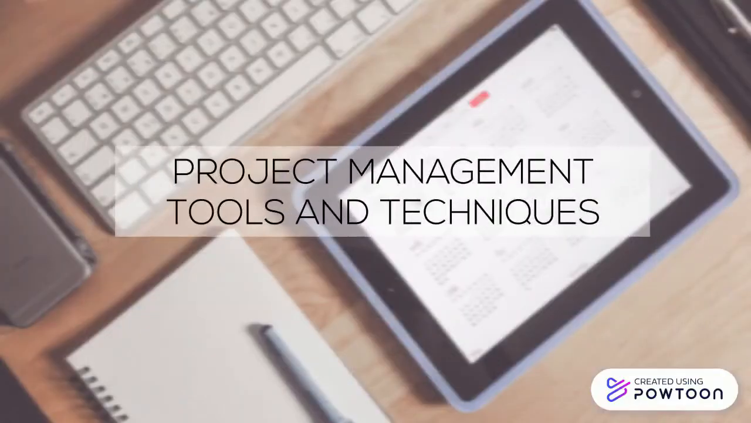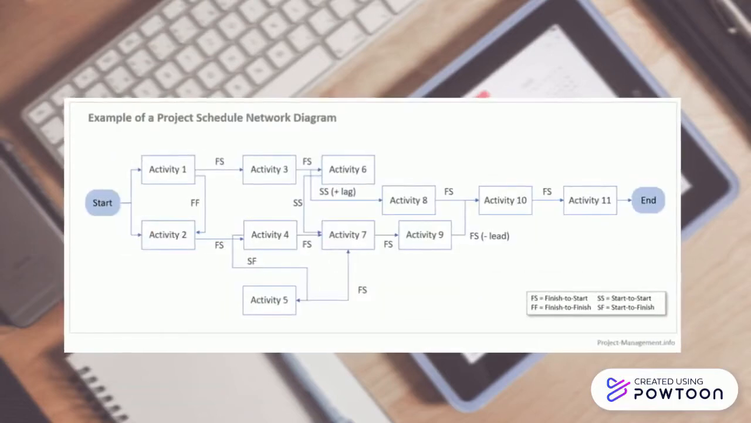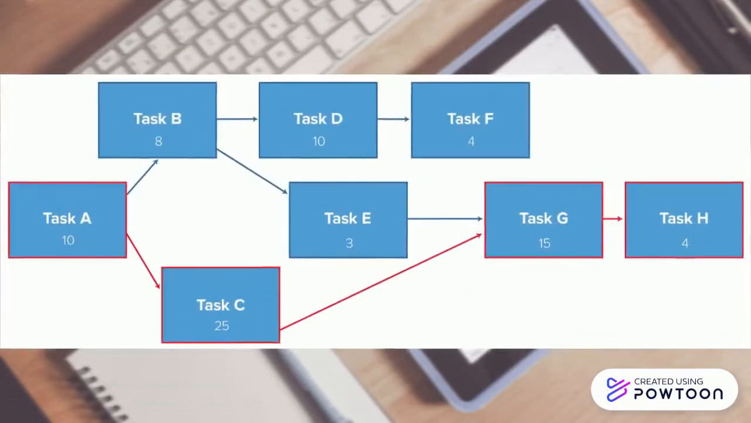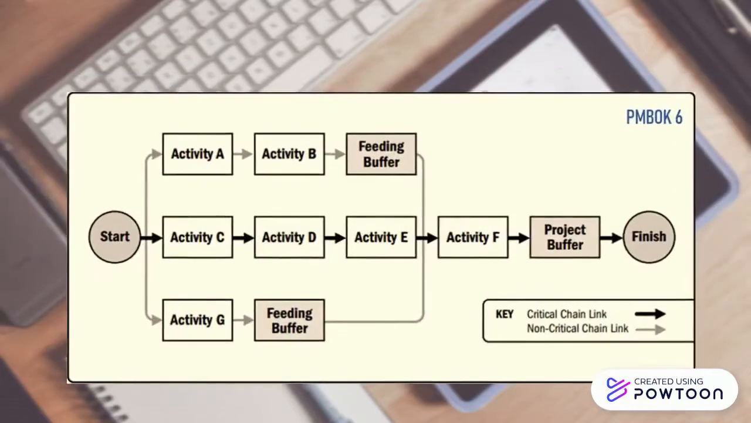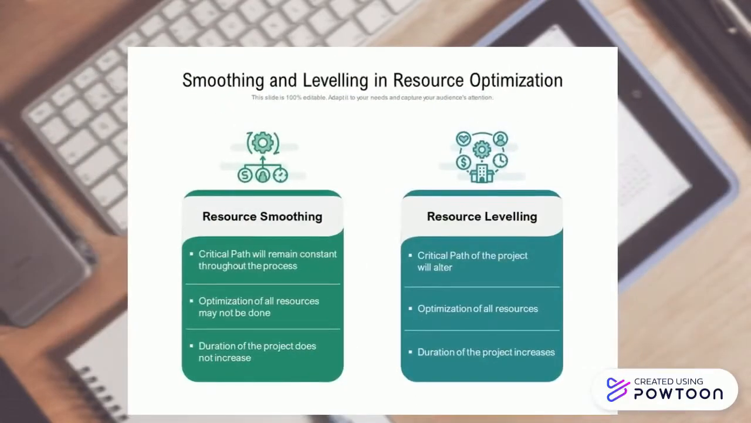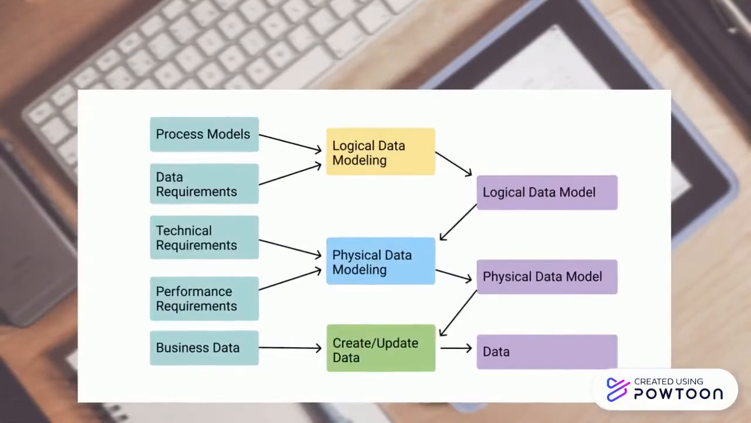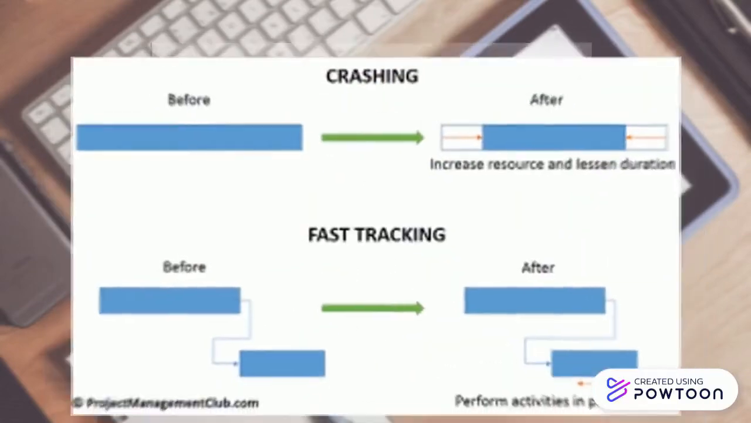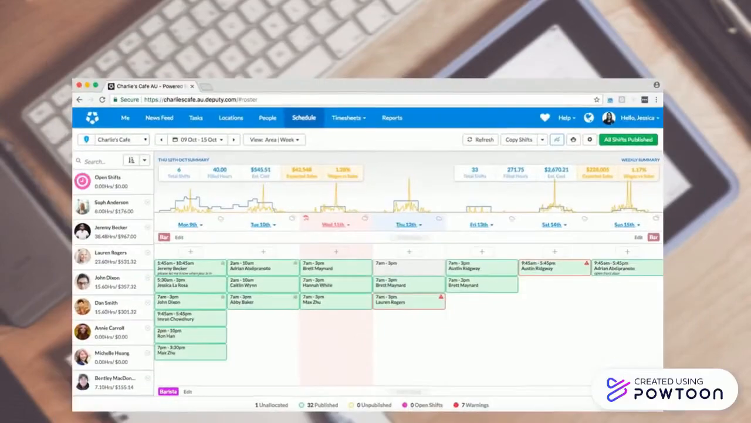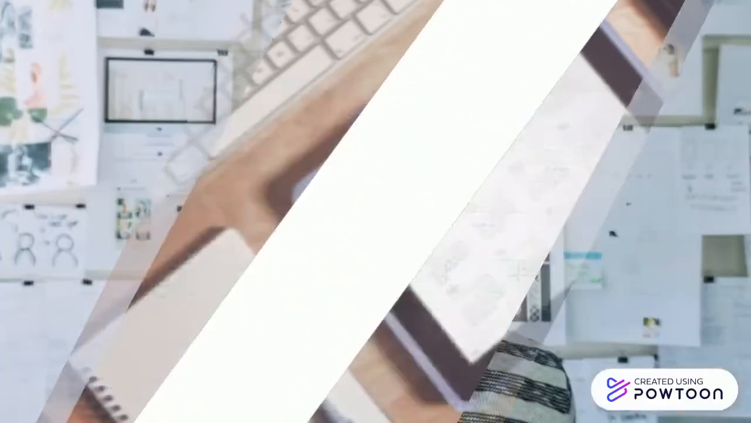There are different project management tools and techniques involved in developing a schedule, and these include the schedule network analysis, critical path method, critical chain method, resource optimization techniques, modeling techniques, leads and lags, schedule compression, and scheduling tool.